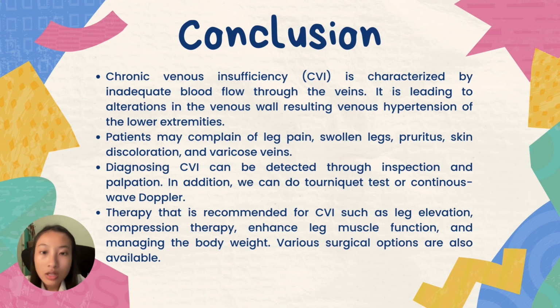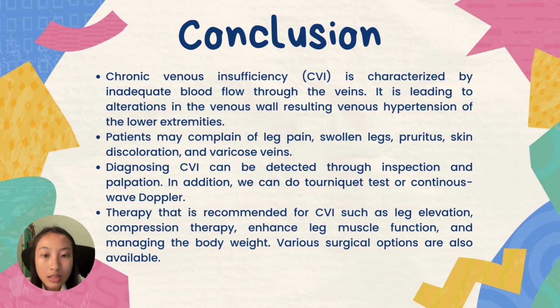CVI can be detected through inspection and also palpation. From the inspection, we can see bulges on the surface of the skin that may indicate the presence of dilated veins. And from the palpation, we can reveal tenderness along the dilated veins. In addition, we can also use the classic tourniquet test or continuous wave Doppler for evaluation. The therapy recommended for CVI includes conservative approaches such as leg elevation, compression therapy, exercise to enhance leg muscle function, and also body weight management.